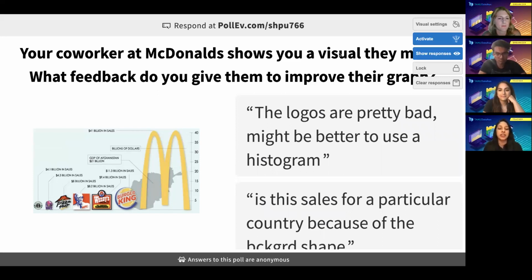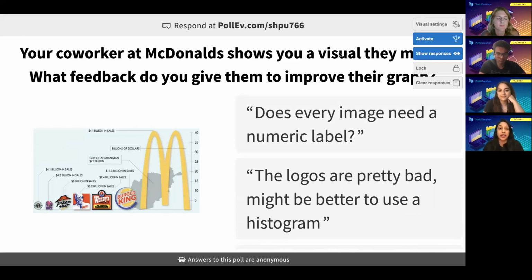So it looks like McDonald's is like 10 times or like 50 times some of these competitors when it's only like maybe double or even less than that. So think a lot about the scale, and if people are misinterpreting the data. Does every image need a numeric label? Yeah, it's definitely a lot of text that is hard to read.